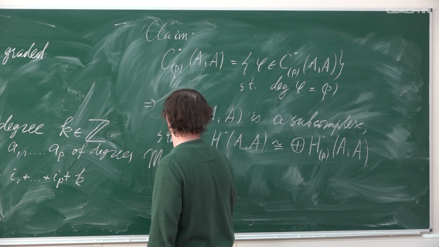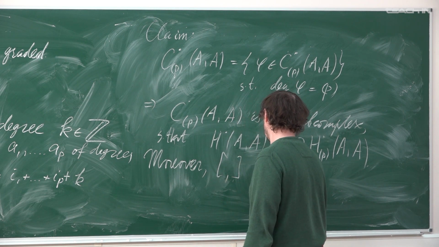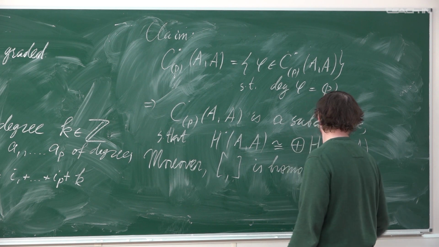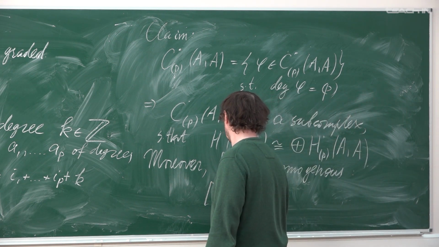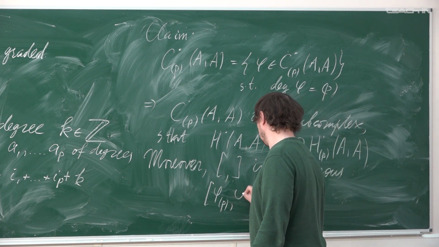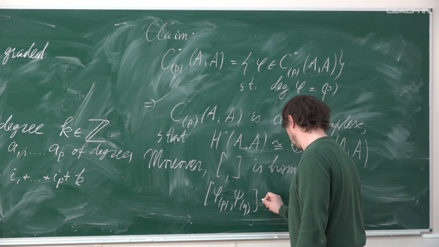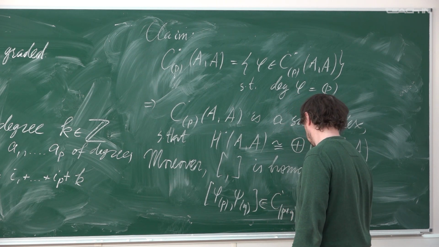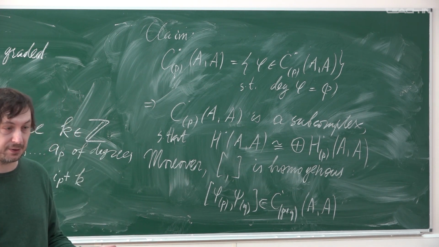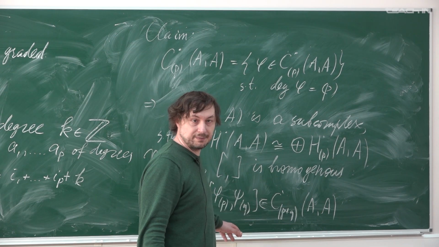Moreover, the Gerstenhaber bracket is homogeneous in the sense that the bracket of elements phi of degree p, degree in this new sense, of course, and psi of degree q will belong to C dot p plus q of A comma A. Again, it's almost evident because this is given by substitution. And if we have dropped our degree first by q, then we drop the general degree by p plus q.